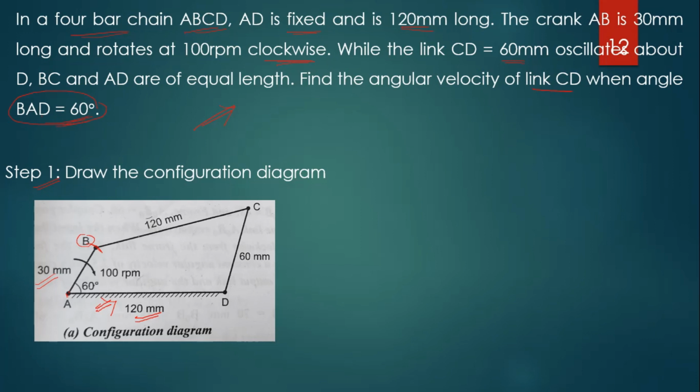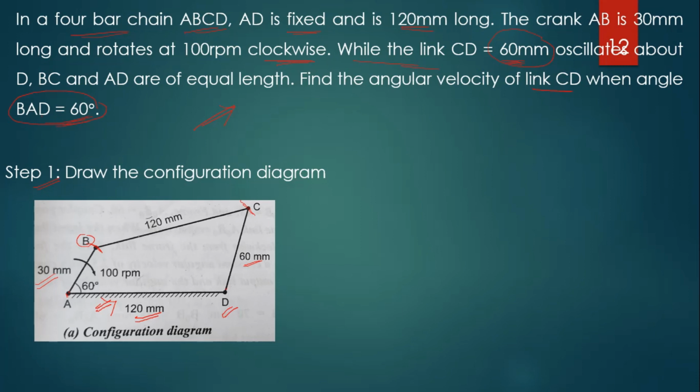Now, we have to find point C, right. Read the problem. CD is 60 mm, and BC and AD are of equal length, okay. Now take a compass and measure 60 mm and take D as a center point. They given CD, which is equal to 60 mm, oscillates about D, right. So, take 60 mm in the compass, take D as a center point and cut the arc, right.